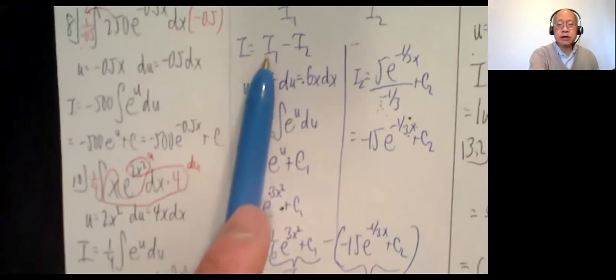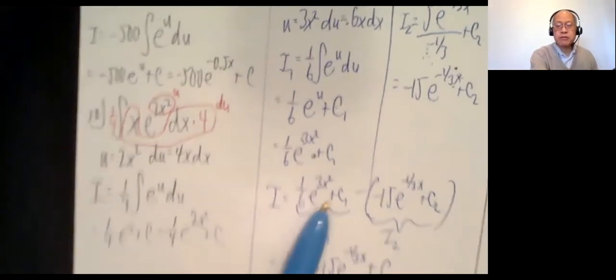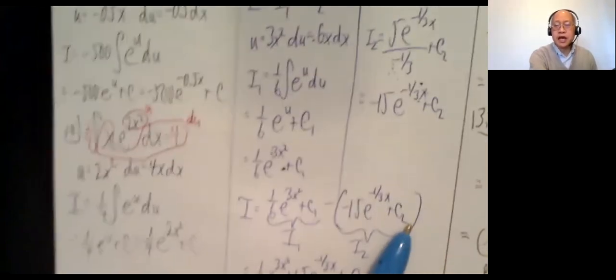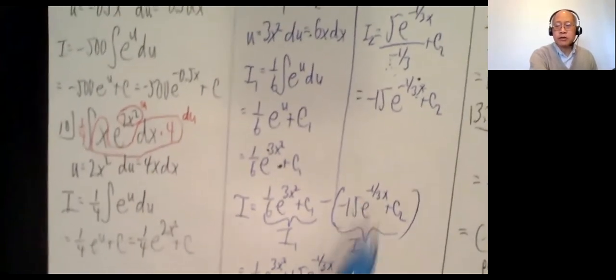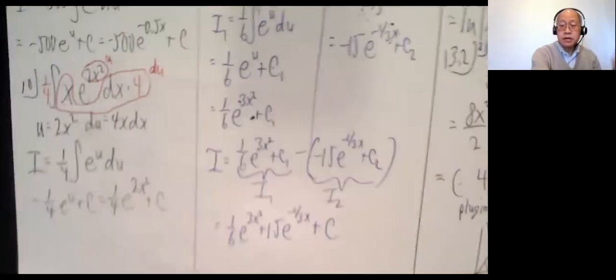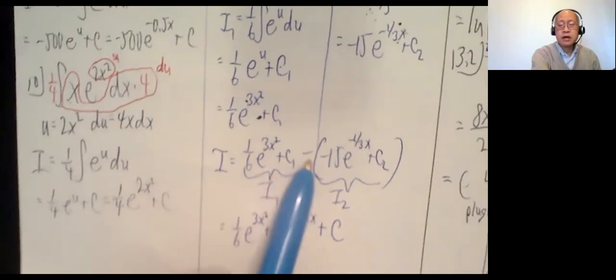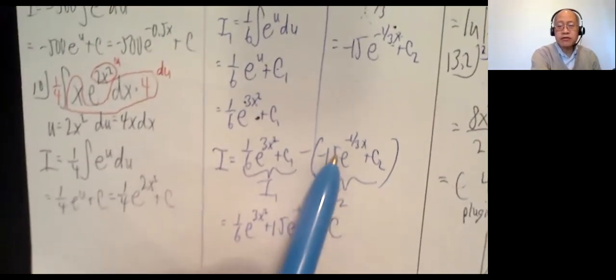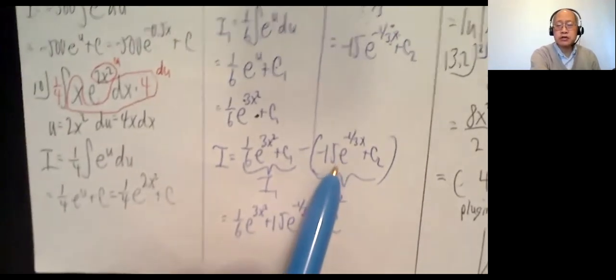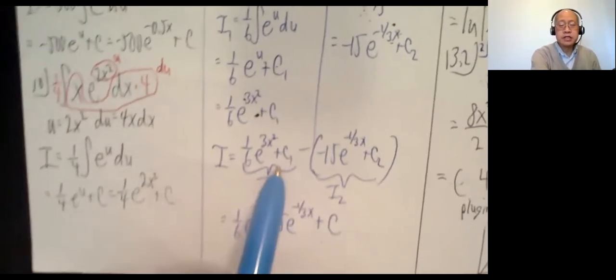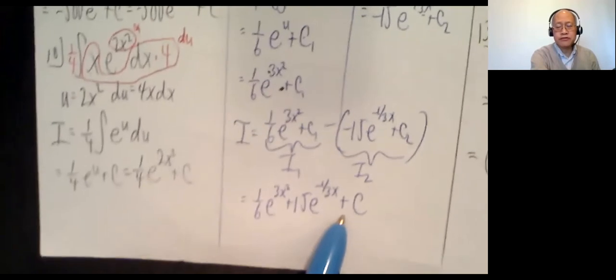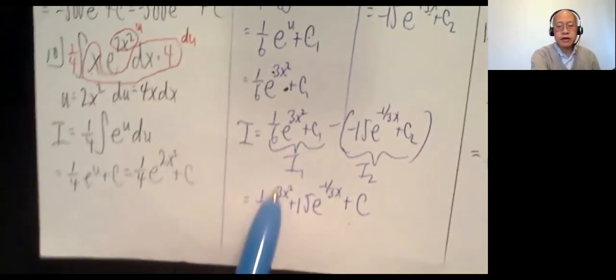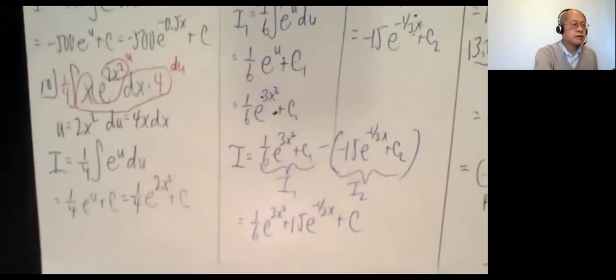Now I put them together. I take the answer I got for I1, subtract the answer I got for I2. Okay, so 1/6 e to the 3x squared plus c1 minus the thing I got for I2, which is negative 15 e to the negative 1/3 x plus c2. Okay, so 1/6 e to the 3x squared plus, minus and minus, 15 e to the negative 1/3 x plus c1 minus c2. But now I can just call that an arbitrary constant. c1 is any real number minus c2, which is any real number. You get any real number. So in your final answer, you can just finally put plus C. So 1/6 e to the 3x squared plus 15 e to negative 1/3 x plus c. Okay.